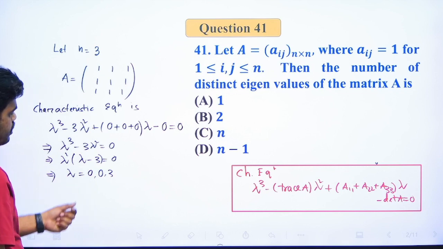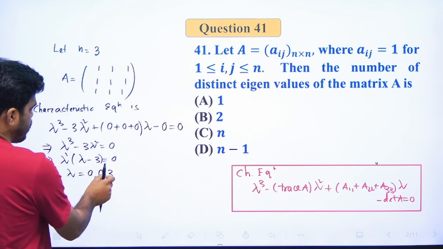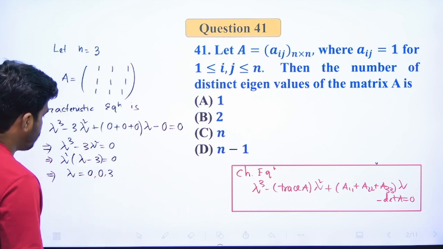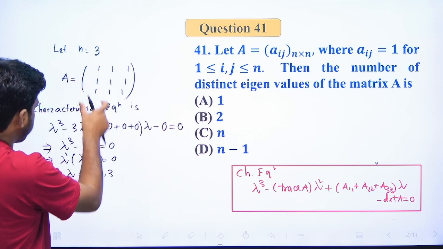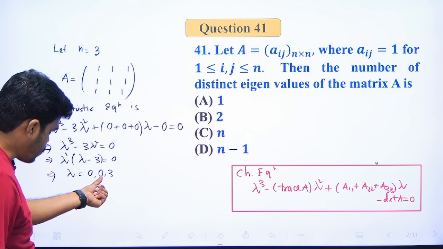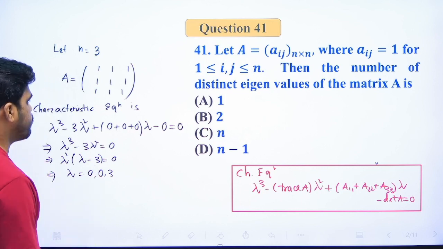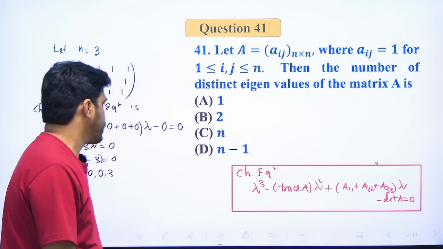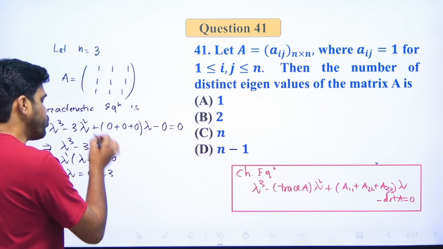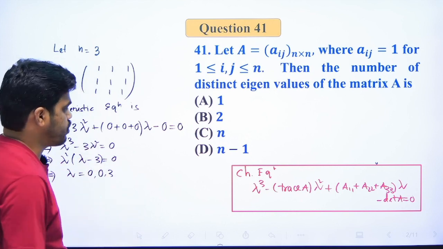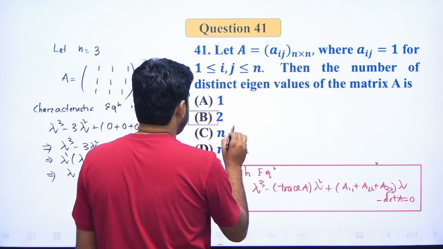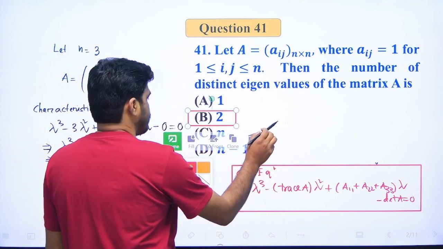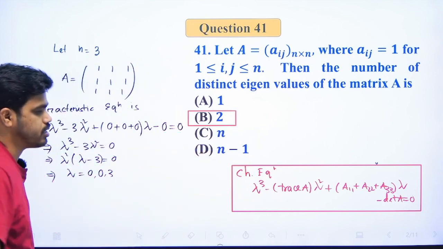So what are the distinct eigenvalues? That is 0 and 3. So we get 2 distinct eigenvalues. ঠিক আছে? So for a 3 cross 3 matrix you get 2 distinct eigenvalues. So similarly if we consider 4 cross 4, ঠিক, you get 2 distinct eigenvalues. So option B is the correct answer. ঠিক আছে?